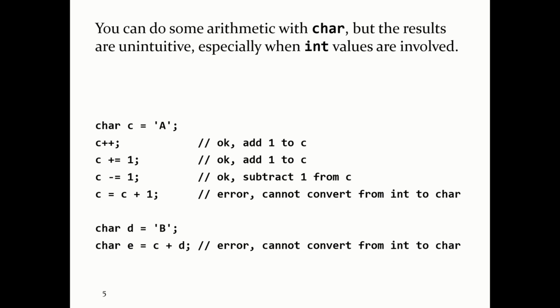So the rule in Java is that if you try to add values from two different types, the smaller type gets promoted to the wider type. So char gets promoted to int. This c becomes a 65. Plus 1 is 66, but that's an int.